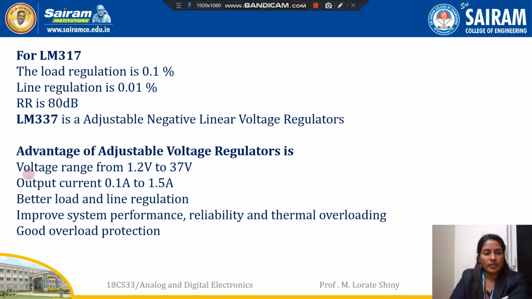We have so many advantages of adjustable voltage regulator. The advantages are the voltage range from 1.2 volt to 37 volt. We can adjust the voltage ranging from 1.2 to 37 volt. Output current is 0.1 ampere to 1.5 ampere. Here we can get better load regulation and better line regulation.